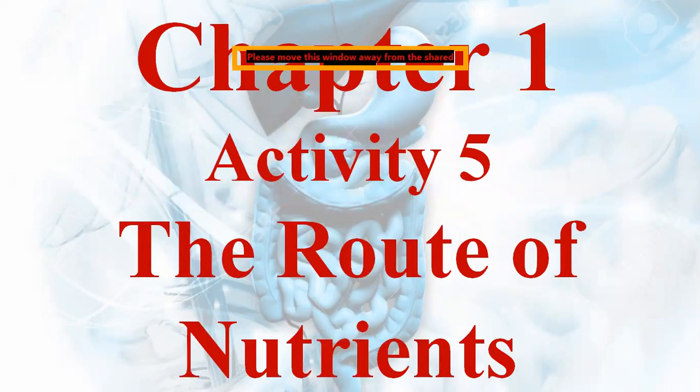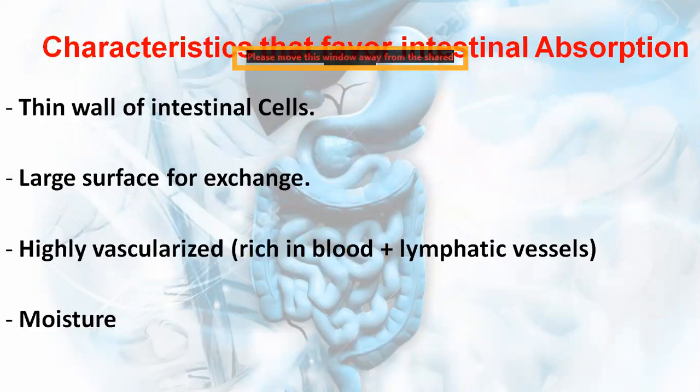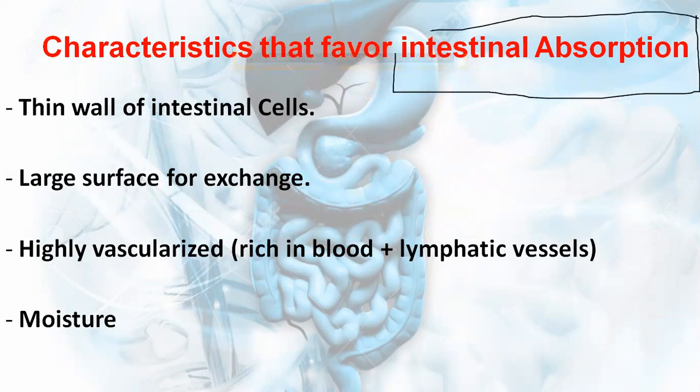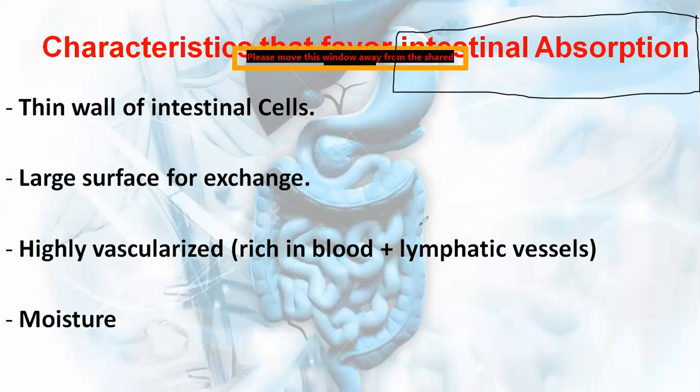Moving forward, the route of the nutrients. Where are the nutrients? Where do they go? We have an important phenomenon that occurs at the level of the small intestine. This phenomenon is known as intestinal absorption. So intestinal absorption of the nutrients occurs at the level of the small intestine. Why does this process occur at the level of the small intestine? We have 4 important characteristics that make the small intestine a good place for intestinal absorption.